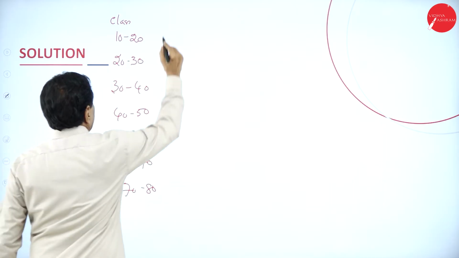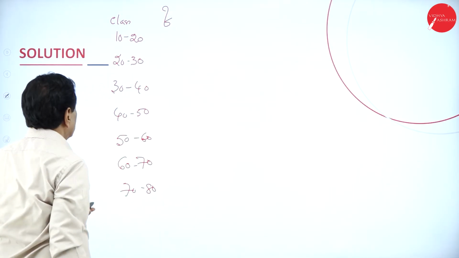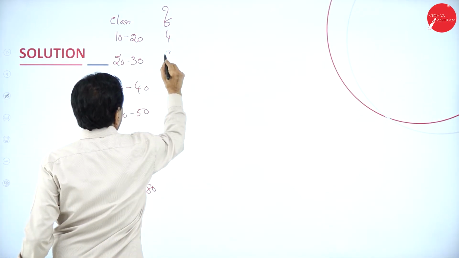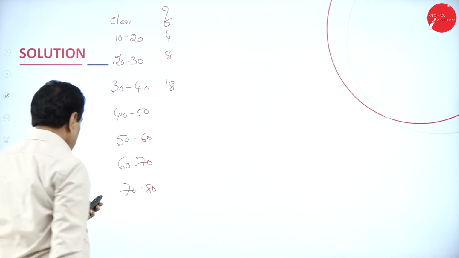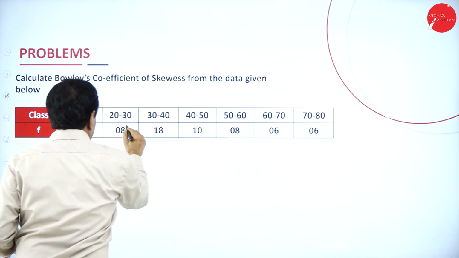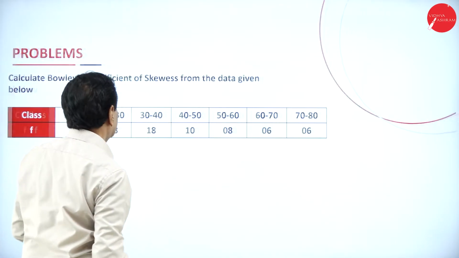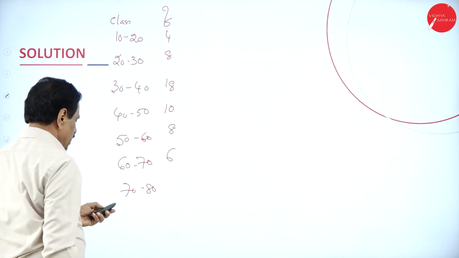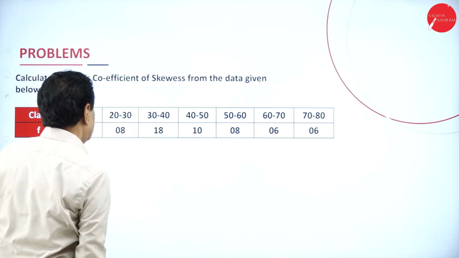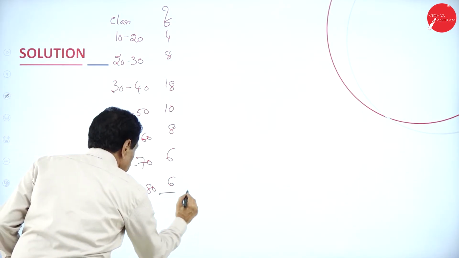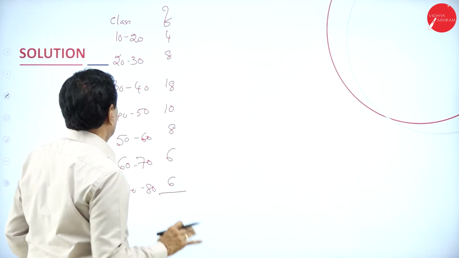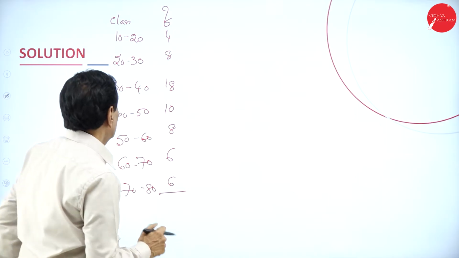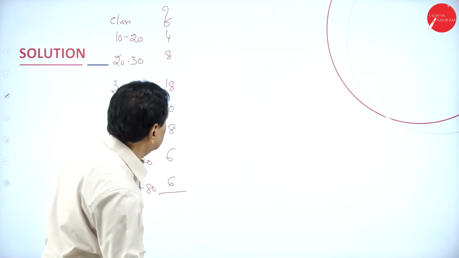Then frequency, if you see that, frequencies are 4, 8, 18, then 10, 8, 6, 6. The last number is 6 only. Now, we are going to solve. You require Q1, you require Q2, then application of the formula. So, slowly you add the figures. What is the first one?